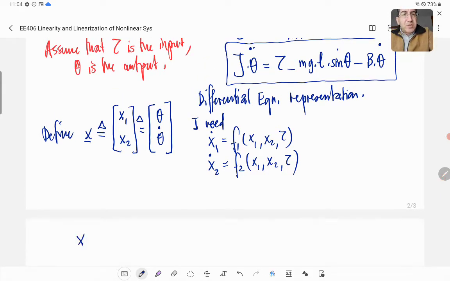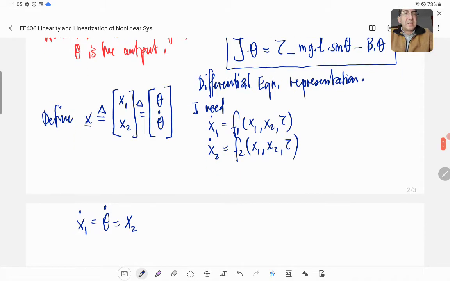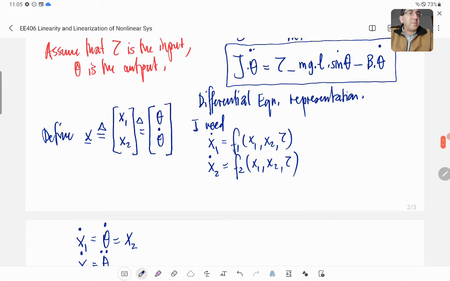Now, the first state's derivative is very simple with this definition of the state. x1 dot is equal to the derivative of the first state, which is theta's derivative, and that is equal to the second state. So that part of the equation is very simple. What about the second equation? Now, x2 dot is equal to theta double dot. And theta double dot can be extracted from here. So this will give us the second equation.